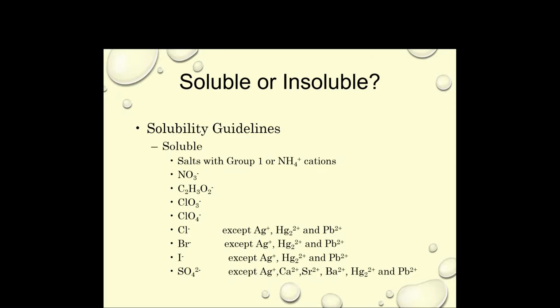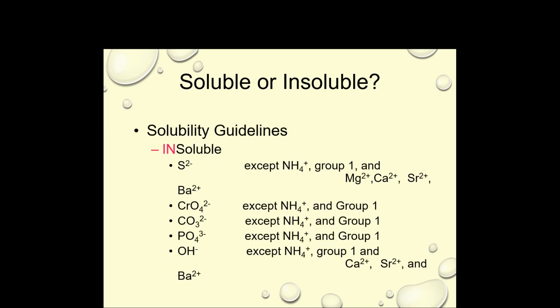So these exceptions on this list are the times when those anions will be insoluble. So those are going to be forming the precipitates. You see, we've got chlorine, bromine, iodine, and also sulfate. Sulfate is almost always soluble. But again, the heavy metals silver, mercury, and lead, and they've also added calcium, strontium, and barium as ones where they would also be insoluble. The second set that I have here has these things that are insoluble.